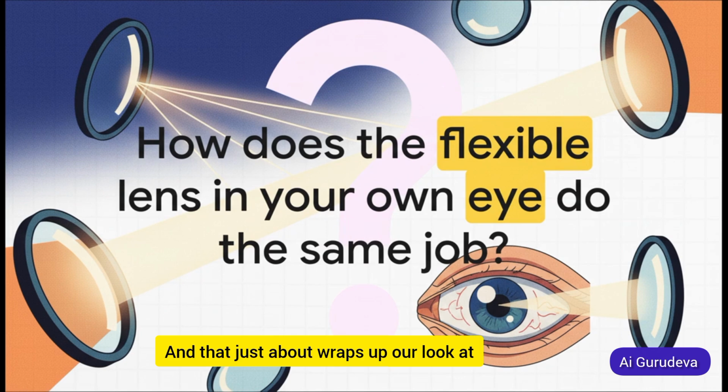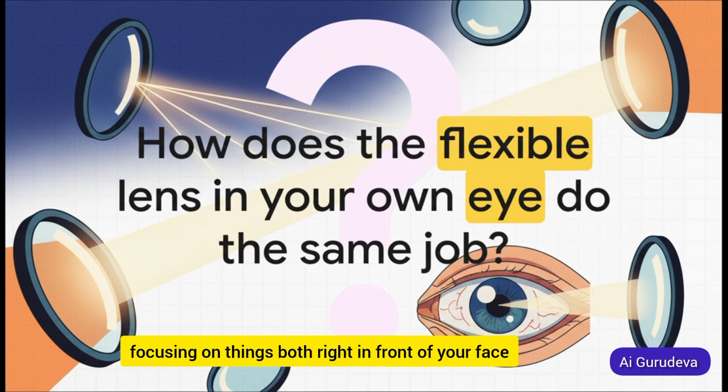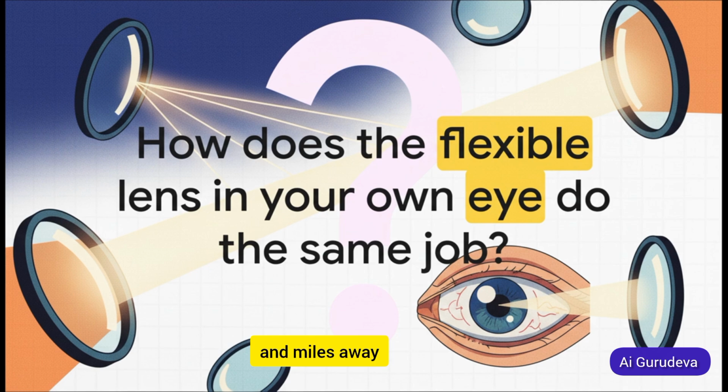And that just about wraps up our look at these rigid glass lenses, but it leaves us with a really cool question, doesn't it? We've figured out how glass works, but what about the lens inside your own eye? It's flexible. How does it manage to do this same job, focusing on things both right in front of your face and miles away? Well, that's a story for next time.